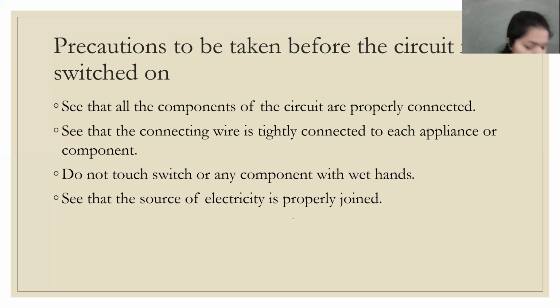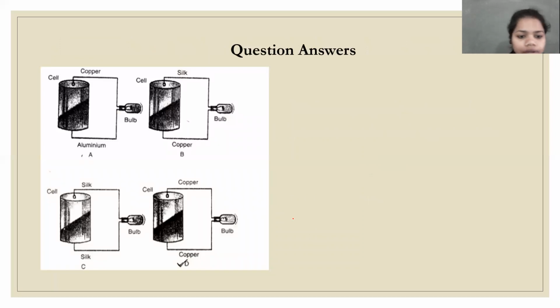Okay, so now we have revised the chapter. Next, let us see some questions based on the chapter just to check whether your understanding is clear or not. So children, here I have 4 different diagrams on the screen which show a circuit, that is a bulb connected to a cell. Now in the first part A, you have a copper wire and an aluminum wire. In B, you have a silk and a copper wire. In C, you have 2 silk wires. And in D, you have 2 copper wires.